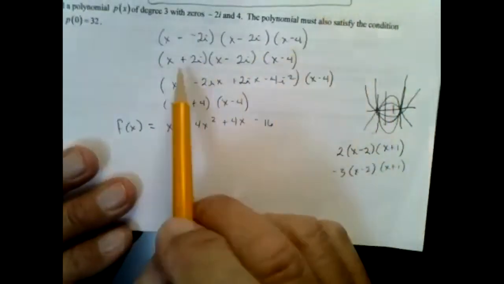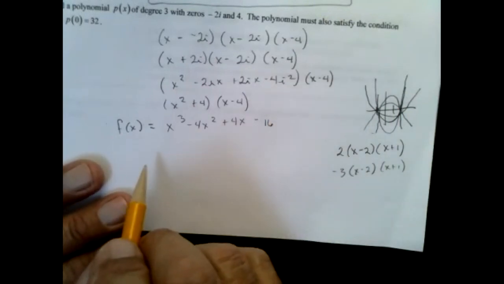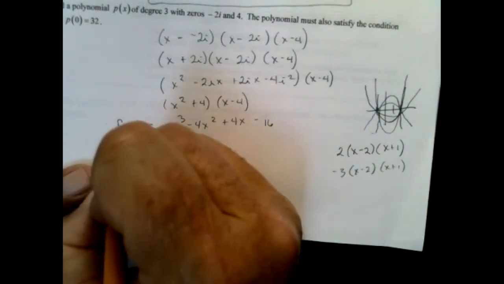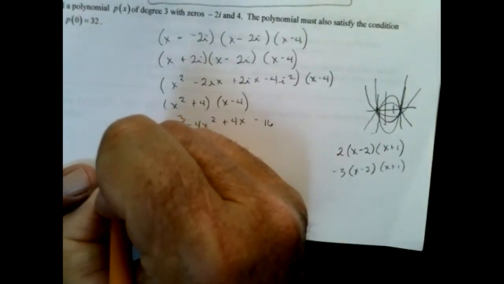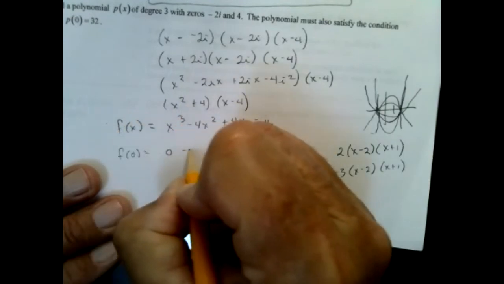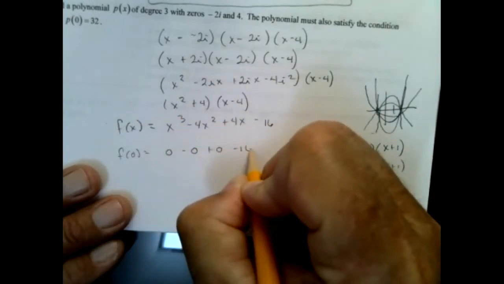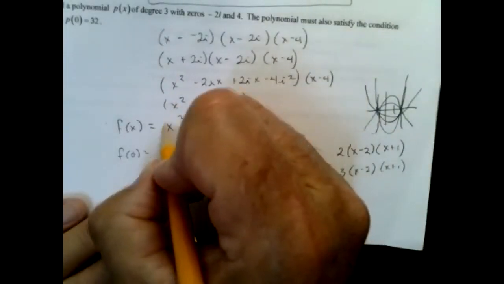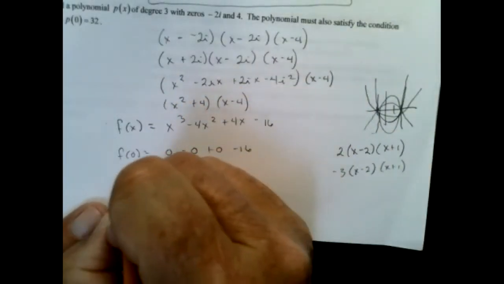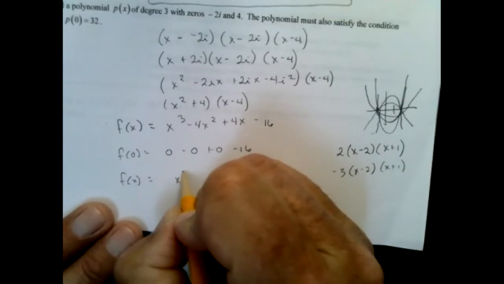Usually it's 1. But for our problem, it throws this extra factor, to satisfy the condition P of 0 equals 32. So if I put in 0, f of 0, I get 0 minus 0 plus 0 minus 16. So right now, f of 0 is minus 16, which means, yes, there is something in front of all of this.